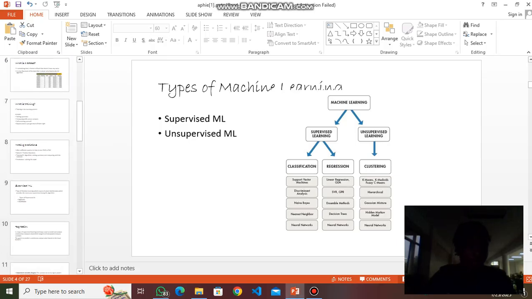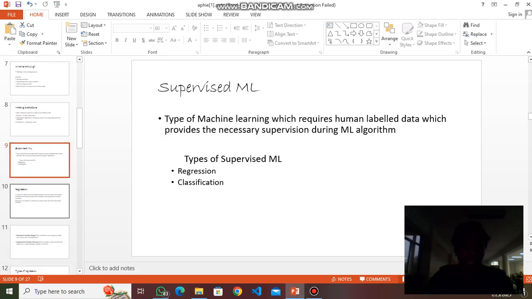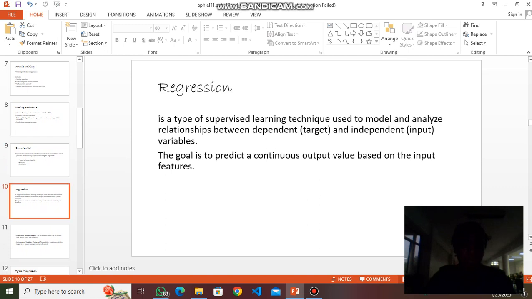Let me say something on regression. Regression is a type of supervised learning technique used to model and analyze relationships between dependent and independent variables. The goal of regression is to predict a continuous output value based on the input features.